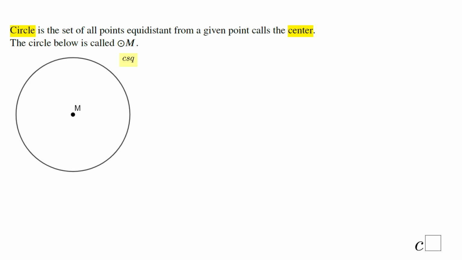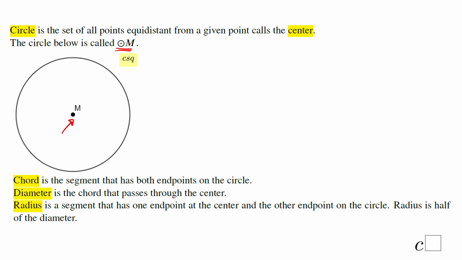In this lesson we'll talk about circles, and you notice here we have a circle. In this picture we named the circle based on its center, so this is circle M, and you see the notation right here if you need that notation. These are three things that are important for a circle, and not only chord.